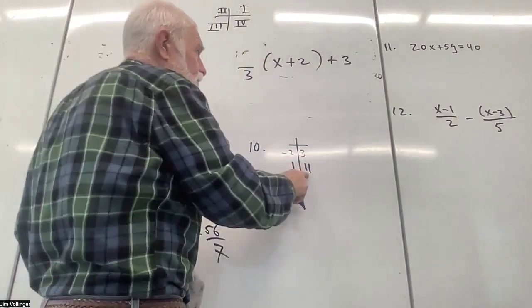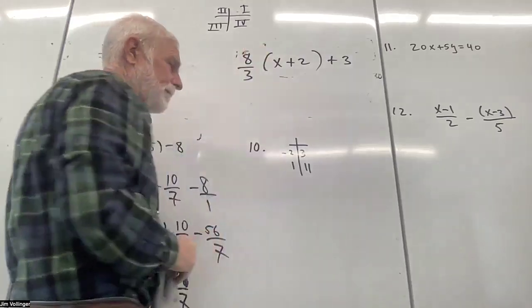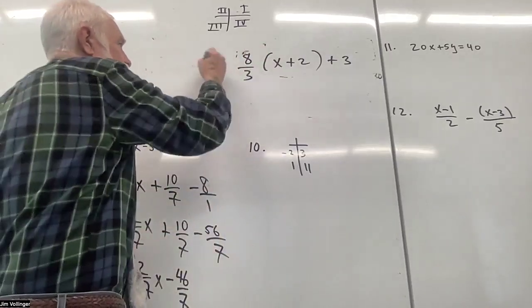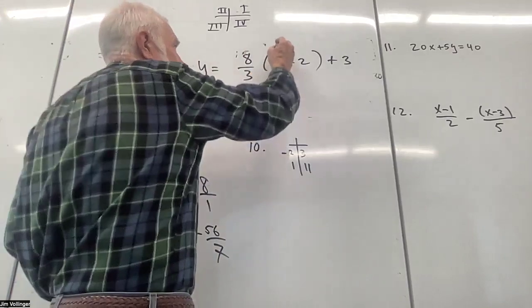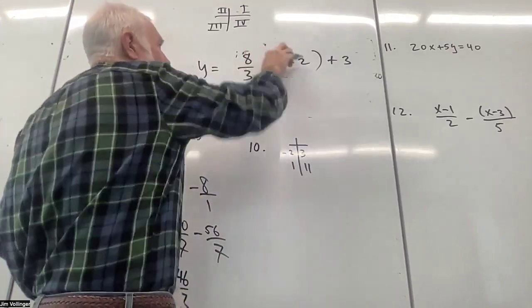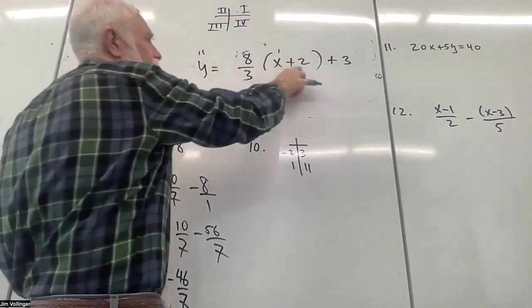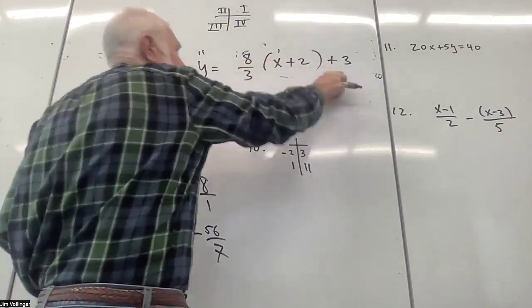And how do I get from 3 to 11? I got to go up 8. How do we check to make sure this is right? On a test, you put the second coordinate in. Does a 1 get me an 11? 1 plus 2 is 3. The 3's cancel. 8 plus 3 is 11.